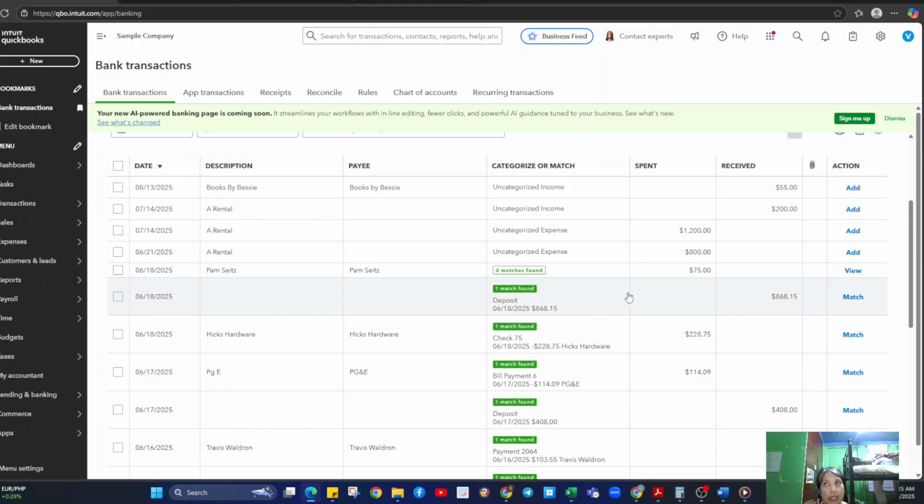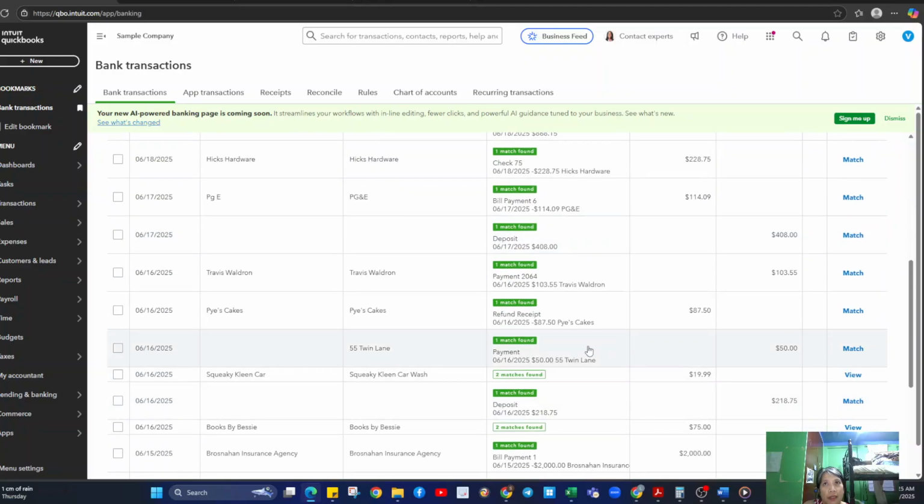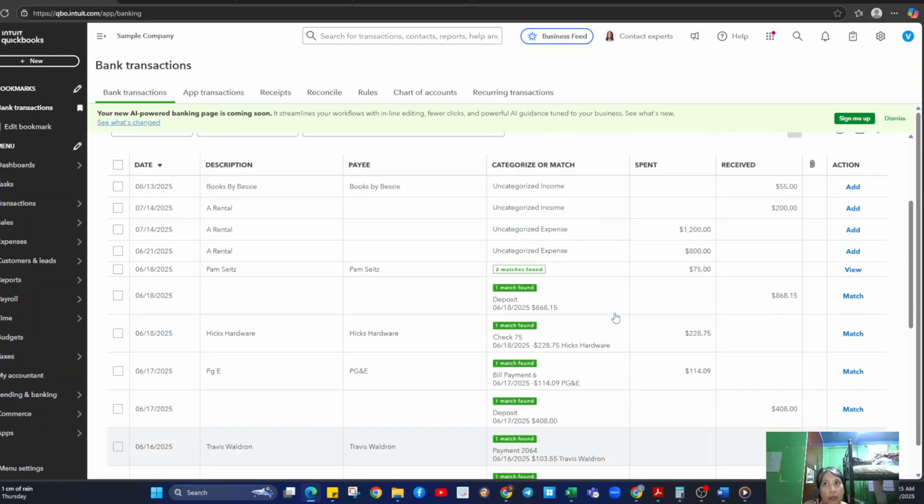He or she should not blindly just click match because, hey, QuickBooks has already made this suggestion, so I would match this. Sometimes we, the accountants, should really be conscientious enough to check if the suggestions given by QuickBooks are correct.